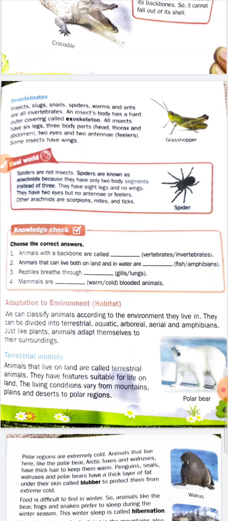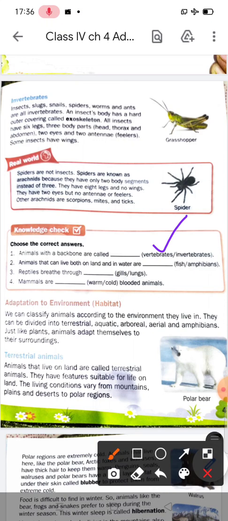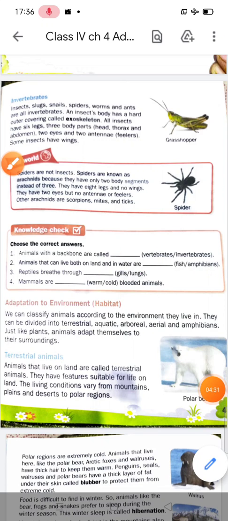So I hope you understand student. And there is some knowledge check also. Animals with a backbone are called, yes student, vertebrates. Animals that can live both on land and in water, amphibians. Reptiles breathe through their, yes student, lungs. And are mammals warm-blooded or cold-blooded? Yes student, warm-blooded animals. So you can take this and learn this exercise also. Okay students, now I hope you understand this exercise and invertebrates also.